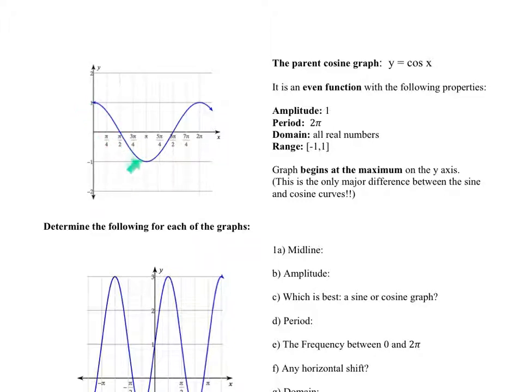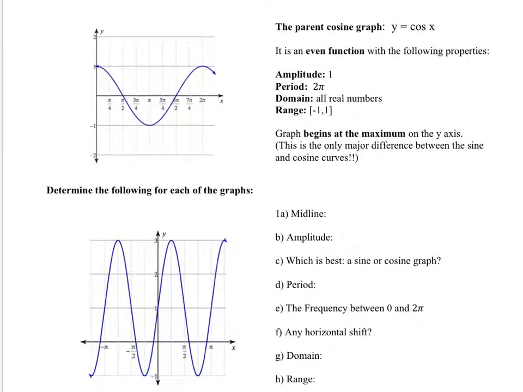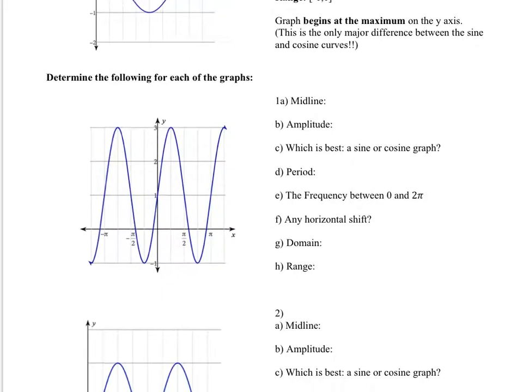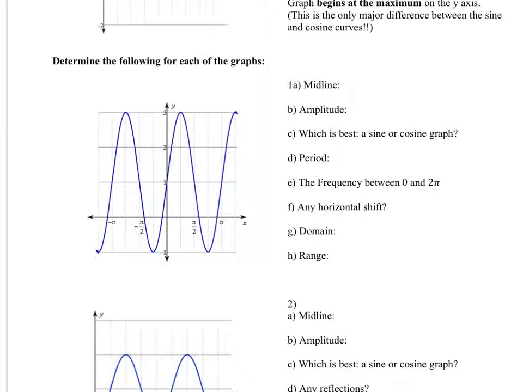So it really is only a valley, or if it was upside down, it would be a mountain. But it has to go down. So it starts at the max and ends at the max. Or if it starts at the min and ends at the min, it might be flipped around. So that's the major difference between sine and cosine. So we have to determine each one of those pieces from a graph.